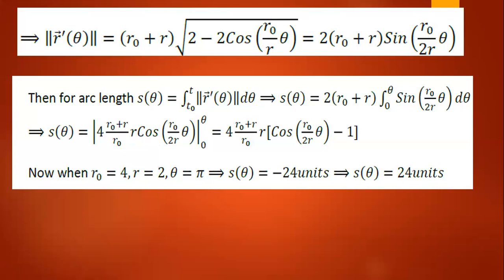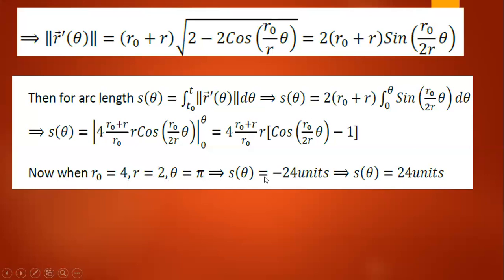So substituting the limits, from 0 to theta, we get 4 times r naught plus r times this term. This term is our arc length. Now, following the conditions given in this question, this is our main arc length. Substituting r naught is equal to 4, r is equal to 2, and theta as given.